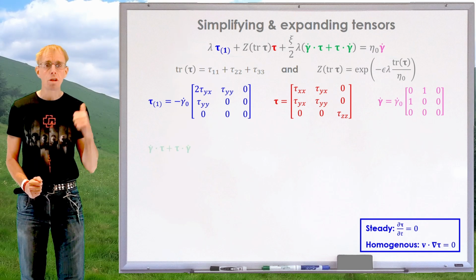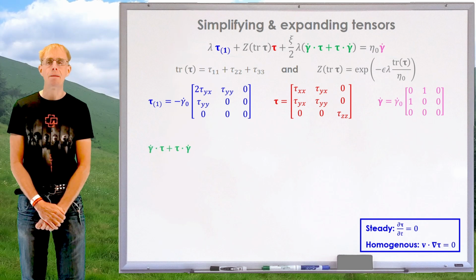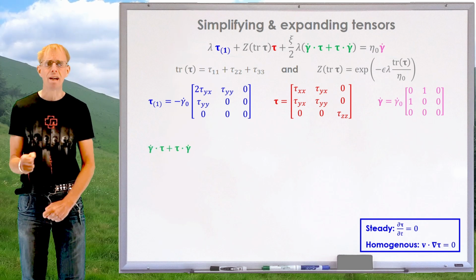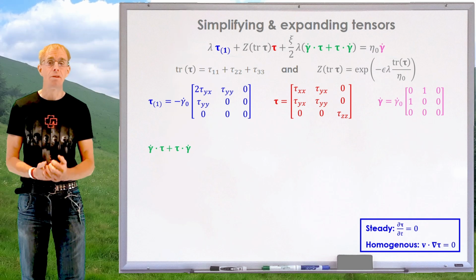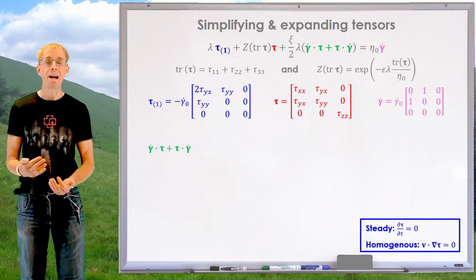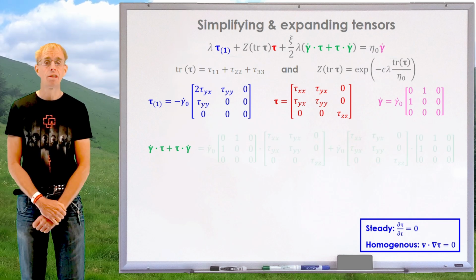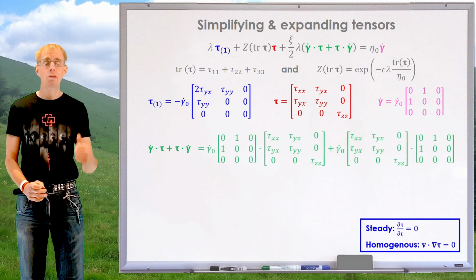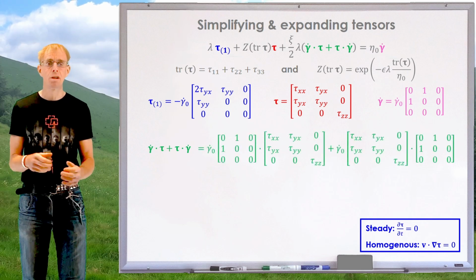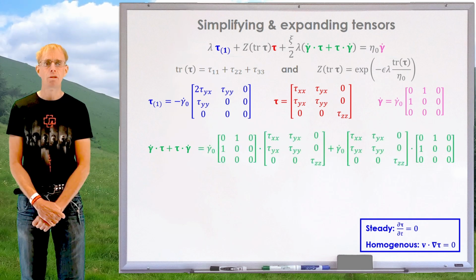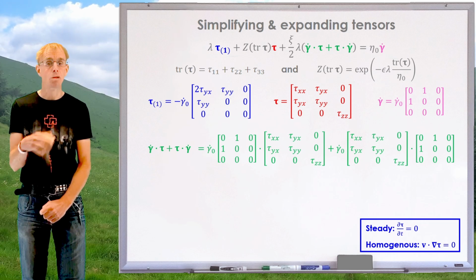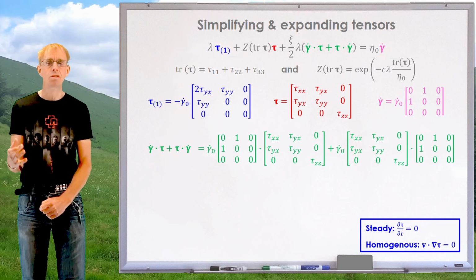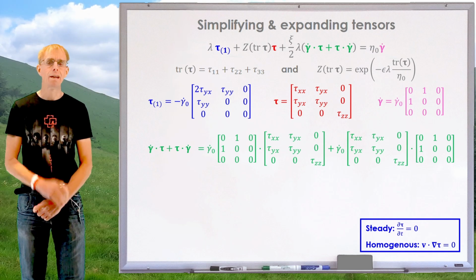Now let's deal with the term in green there that's pre-multiplied by lambda. So gamma dot dot tau plus tau dot gamma dot. Now that we've got simplified tensors for both tau and gamma dot, we can simply write this out longhand. And so if we write out each of the tensors, how they dot product together, you get what I've just put there on the board. And so you've got gamma dot dot tau plus, pre-multiplied by gamma dot because that's a scalar and we can take it outside the tensors, tau dot gamma dot.